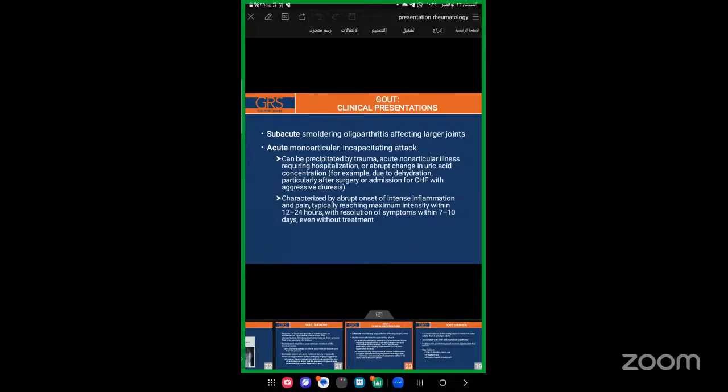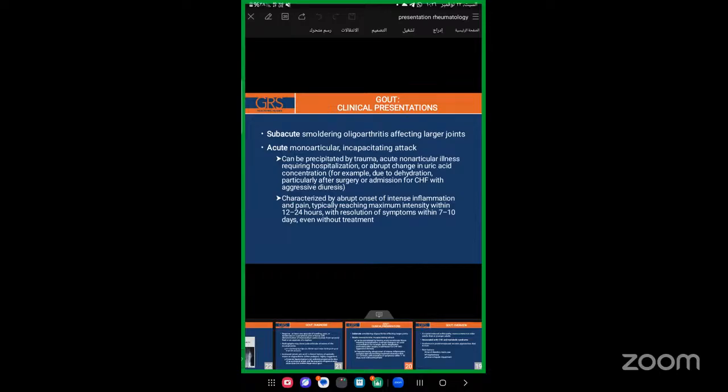it's a monoarticular joint that is usually affected. It is an incapacitating attack. It's usually a very, very severe attack. The precipitants are usually trauma and acute non-articular illnesses requiring hospitalization, which brings us back to the point that gout is very related to inflammation. Abrupt change in uric acid concentration, for example due to dehydration, particularly after surgeries when patients are NPO, or after admissions for congestive cardiac disease, where aggressive diuresis is used to relieve the symptoms and the congestion.